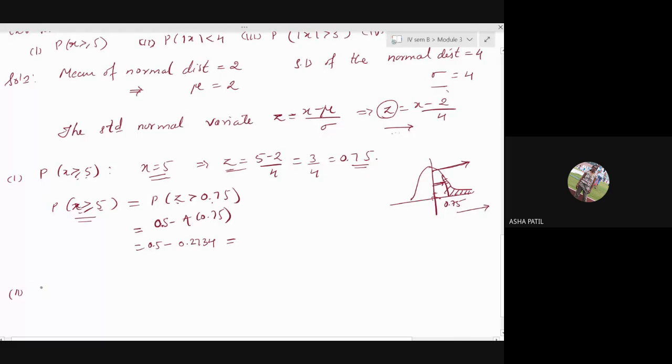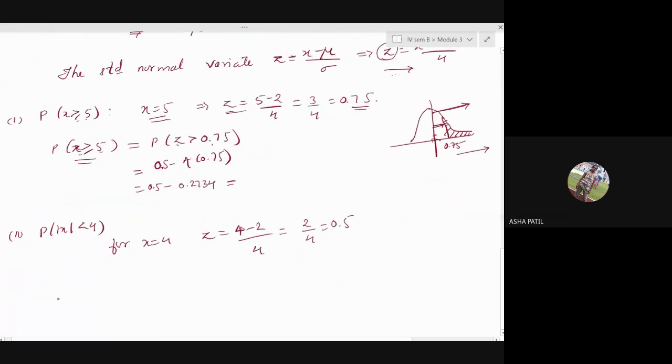Second one is probability that mod x is less than 4. Mod x is less than 4. So now you have to go for z value. If mod x is less than 4, what's the value of z? For x is equal to 4, z is equal to 4 minus 2 divided by 4. That is 2 by 4, that is 0.5.